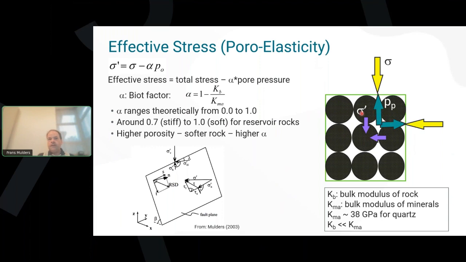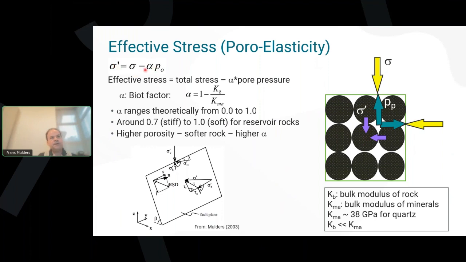So the net result, what we call the effective stress, sigma prime, is, let's say, the real stress acting from grain to grain, and that is the stress which causes deformations, which causes failure, which causes movement in the earth. So if we now subtract the pore pressure from the total stress, we get the effective stress, right? That's very simple, very easy.